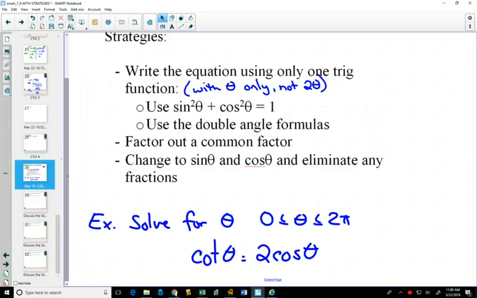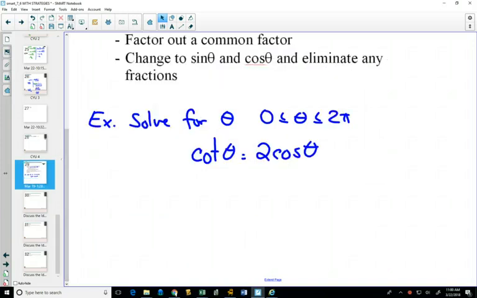So what does this look like for this example? We'll do this one first. It's a solve equation, not a proof equation, so you don't need to draw the line. This time, we have cotangent theta equals 2 cos theta.